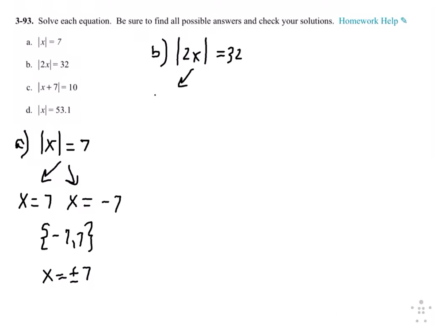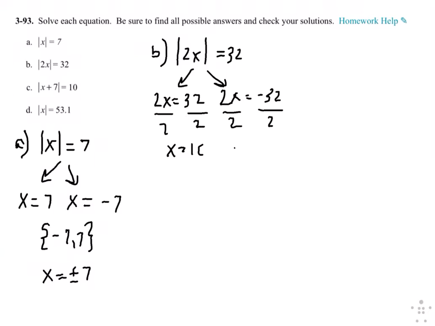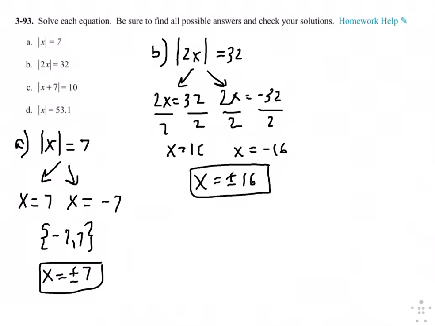Okay, for B, we have the absolute value of 2x equals 32. So again, we split it. 2x equals 32, 2x equals negative 32. And we divide by 2, right? Divide by 2, and we get x equals 16. Divide by 2, divide by 2, x equals negative 16. So x equals plus or minus 16, right? Okay, and there's the A and B.